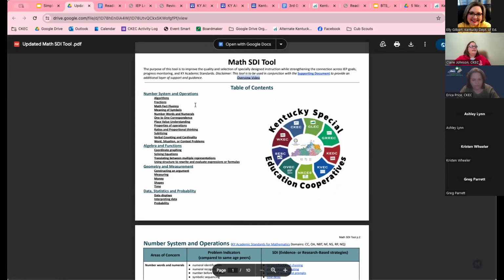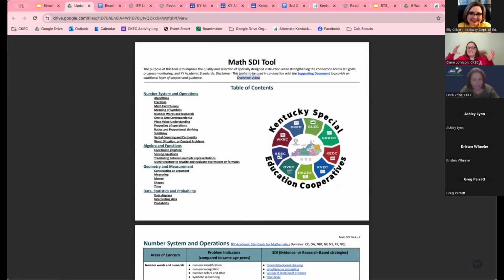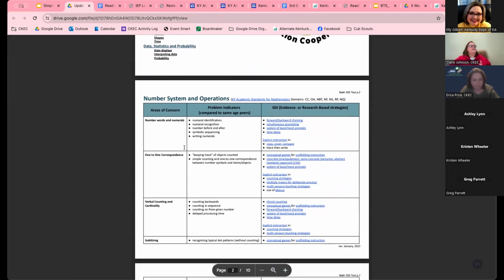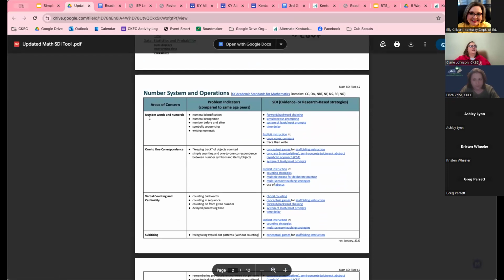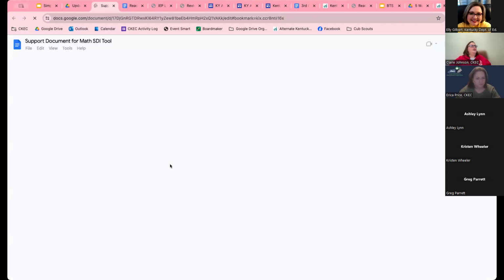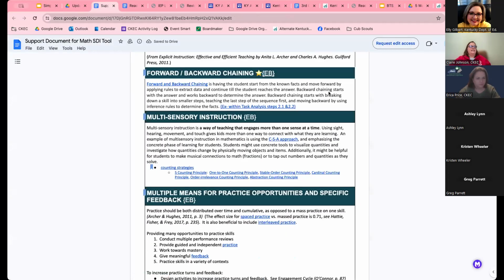And then this one is broken down into just different overall big ideas in math, rather than grade level or anything like that. But for number systems and operations, it gives an area of concern, some problems you might see with your student, and then here are some strategies you might use to teach your student. And if you don't know what forward and backward chaining is, for example, you could click on it and you are taken to this piece right here, which kind of explains it and gives you some more information. So another great thing to direct your teachers to as well. And any of these starred with a little star here are good for MSD students in particular. So just something to know.